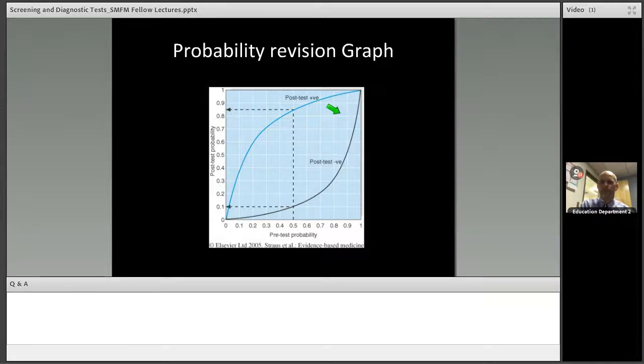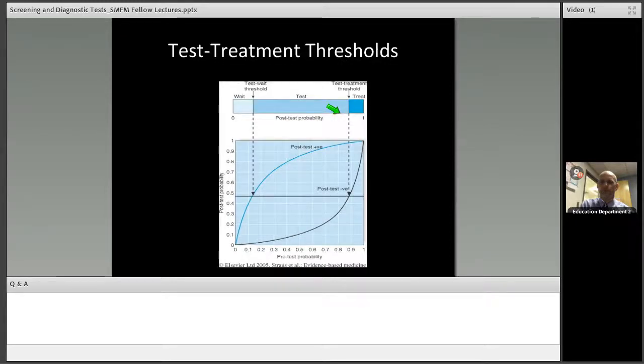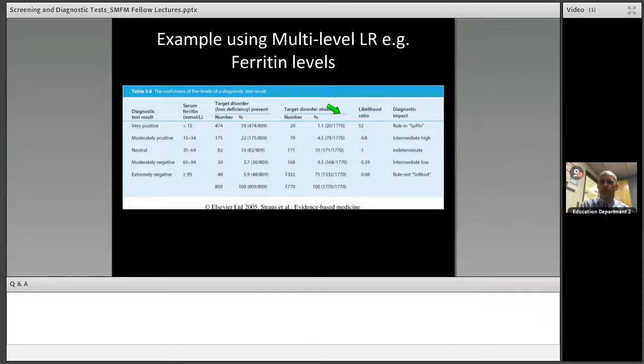There are graphs published in one of the small handbooks that I used to use to give this lecture to fellows and residents when I was at WashU. This is the evidence-based medicine handbook by Straus. Again, it tells you how you can use your pre-test and post-test odds, and you can go from the probability of one to the probability of the other using these graphs.